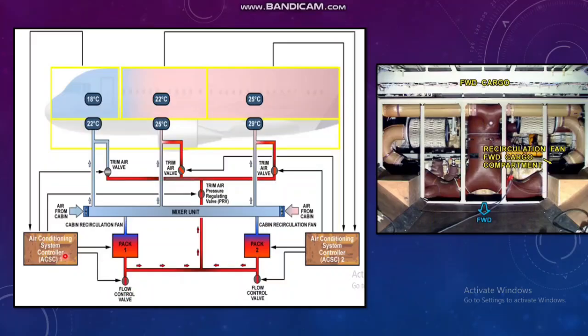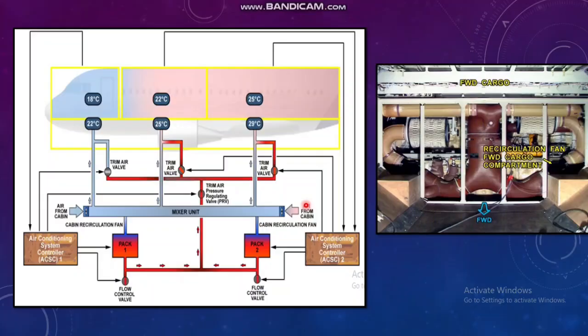There are two computers, ACSC1 and ACSC2, which control all the situations of the air conditioning system. This is your pack 1 and pack 2. First, engine bleed or APU bleed air will go through the flow control valve and into the pack. Below the pack it takes a tapping to the trim air pressure regulating valve, which we'll discuss at the end. The bleed air goes into the pack, which does the work for which it is installed. Both packs then supply air to the mixer control unit.